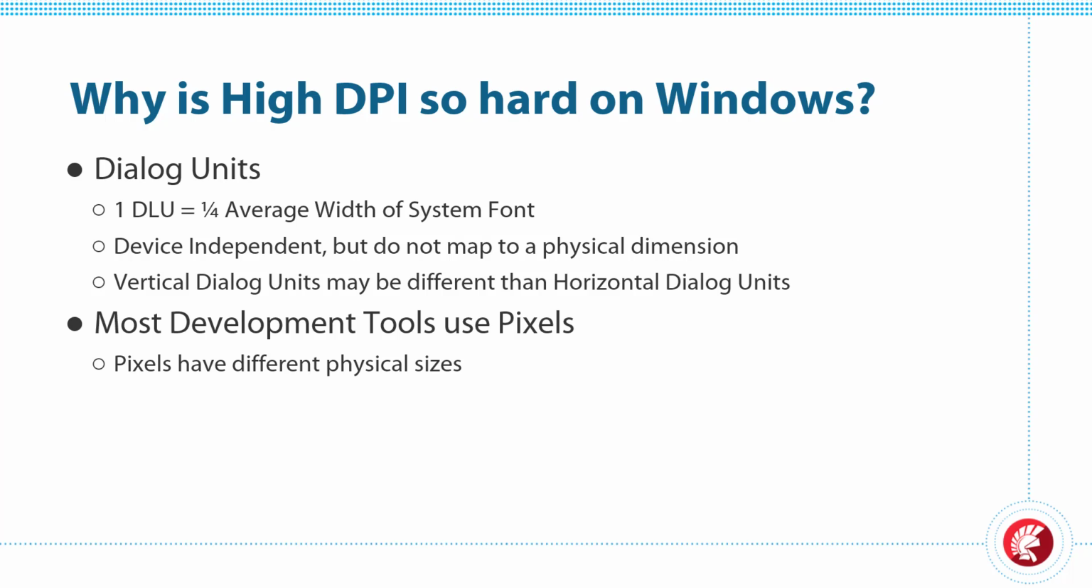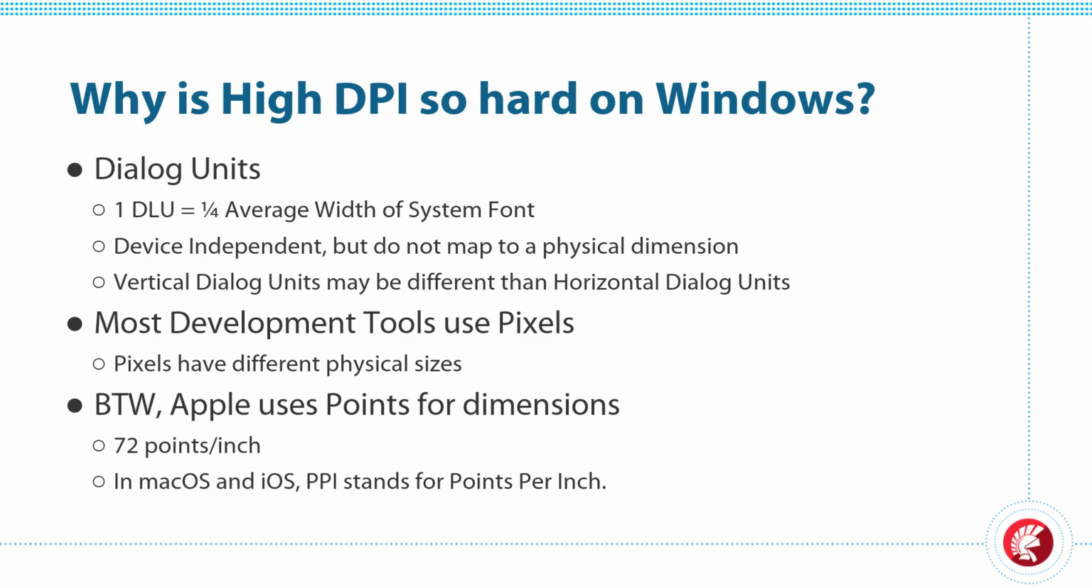Well, that's problematic because pixels don't have a consistent physical size. They used to. That was where the whole 96 dots per inch came from. But now they don't. A pixel on a high resolution 4K monitor is a physically different size than it is on another display. And without some sort of way to map our pixel dimensions to a real live size, that gets very problematic.